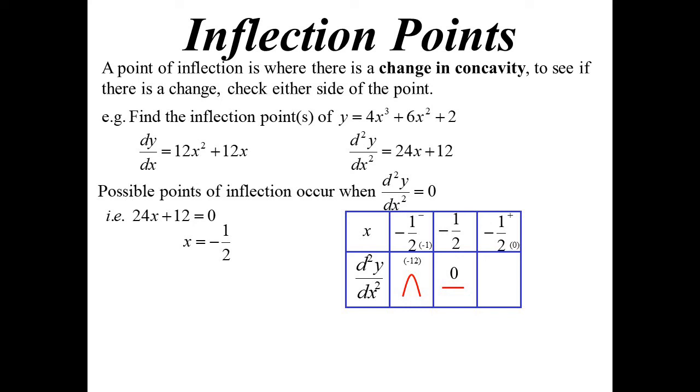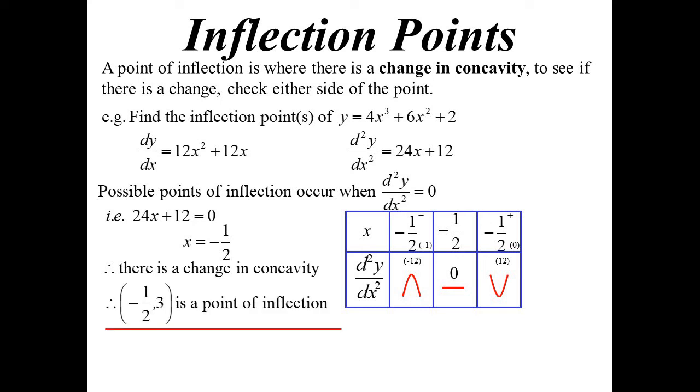Pick one on the right-hand side. Well, 0 is always easy to substitute in. Positive 12, concave up. So I can see, yes, indeed, there is a change in concavity. Make sure you write that conclusion down. Yes, there is a change in concavity. Remember, that was what we're investigating. So you write your conclusion down. I've discovered it has a change in concavity, so therefore, it is indeed a point of inflection.